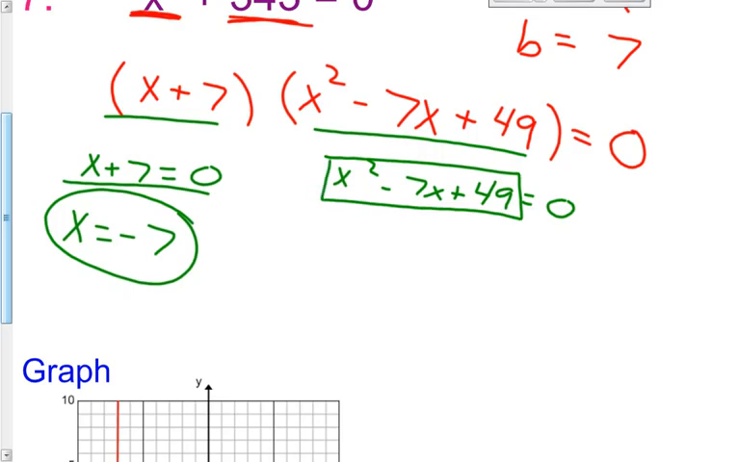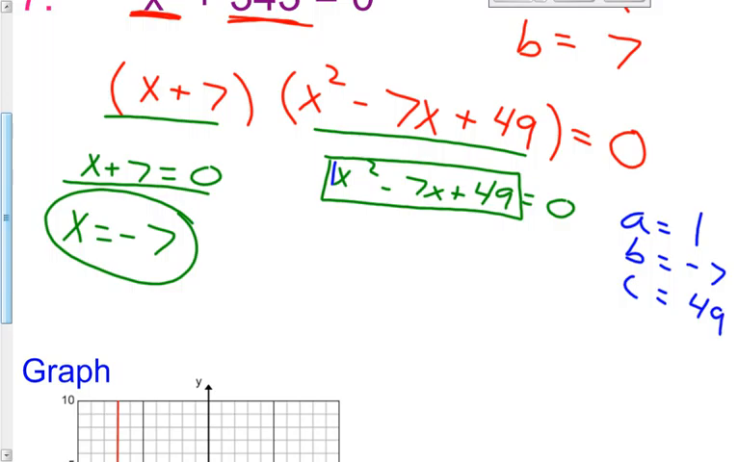So you can do it one of two ways. You can solve for x by completing the square, or you can solve for x by doing the quadratic formula. I definitely recommend doing the quadratic formula because I think it is significantly easier, but either one will get you the right answer. So when we use the quadratic formula, we have to define what a, b, and c are. A is the number in front of x squared, which is 1. B is the number in front of x, which is negative 7. And c is the constant term, which is 49.